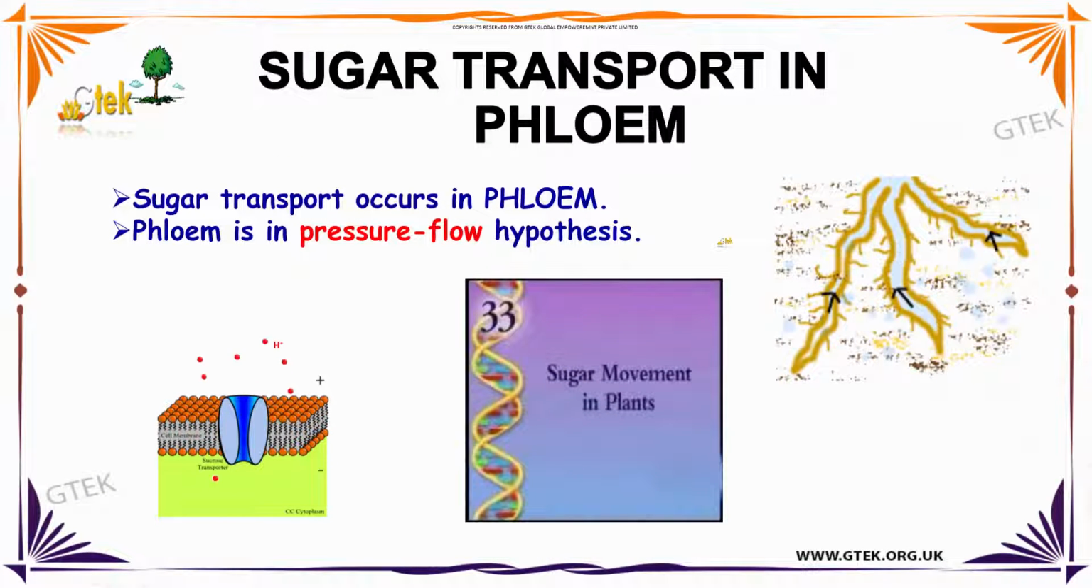Let us discuss sugar transport in phloem. The sugar transport occurs in phloem. In phloem, it follows the pressure flow hypothesis. You can see the sugar transportation in phloem.